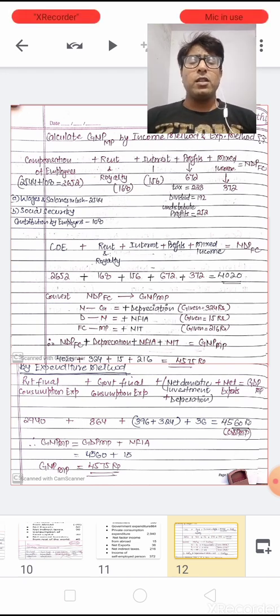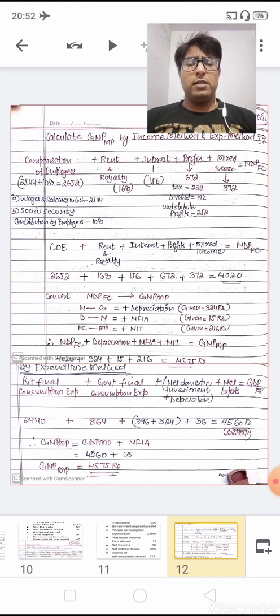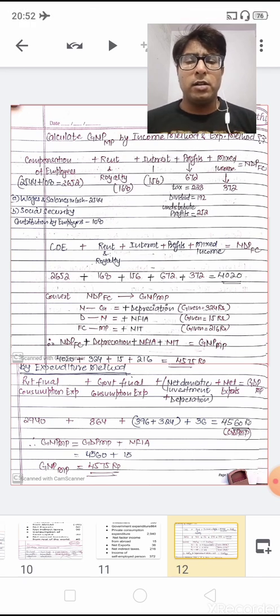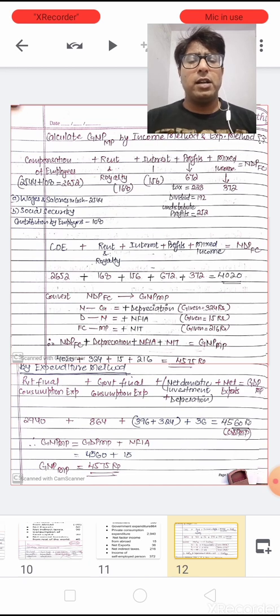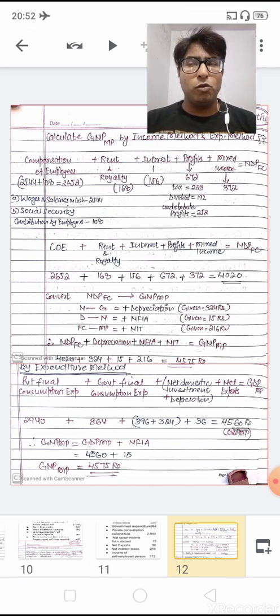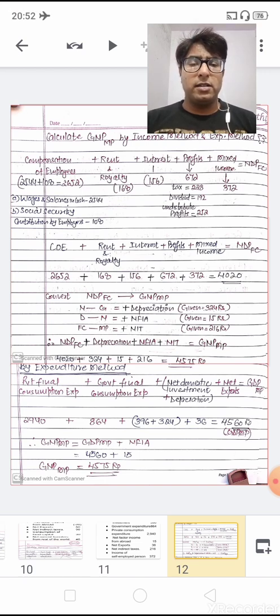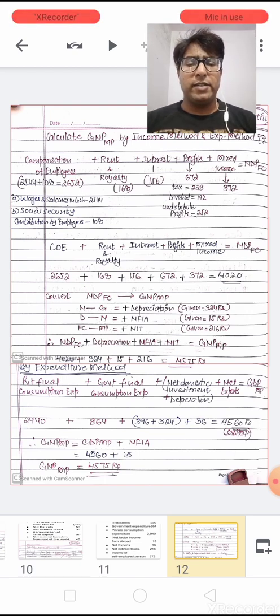directly. It is given in subheads, like first the tax on corporate profit, which is 228, whereas dividend is given as 198 and undistributed profit is 252. So when all these three values are added up, we will get the value of profit, which is 672, and the mixed income is given as 372.